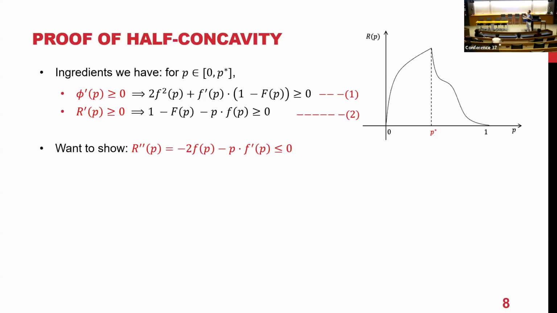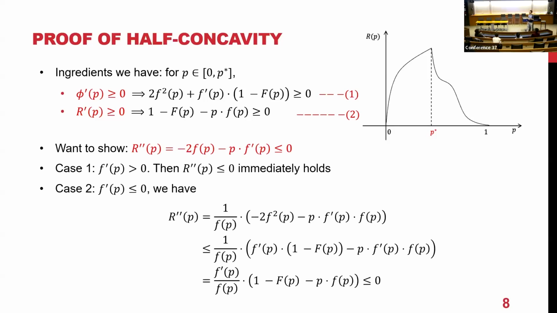And what we want to show is that for this region, the function is concave. Or equivalently, we want to show that the second derivative of the revenue function is bounded by 0. We can prove this by simply doing a case discussion. The first case is that the value of f prime p is already greater than 0. If this is the case, then immediately we have that r double prime p is bounded by 0, because the two terms inside the definition are both upper bounded by 0.